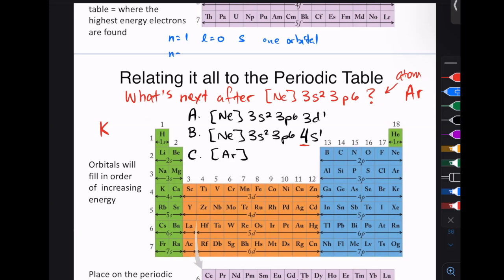When n equals 2, we have two sublevels, S and P. When n equals 3, we have three sublevels, S, P, and D. And I was telling you that we fill things up before you move to the next level. 4 is the next level above 3. Okay, so there's still 3D to be filled. So why are we filling 4S first and not 3D?